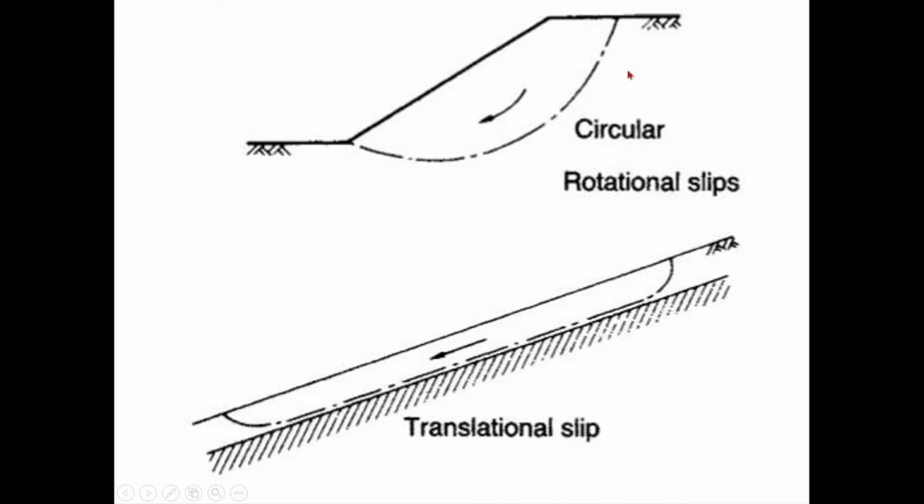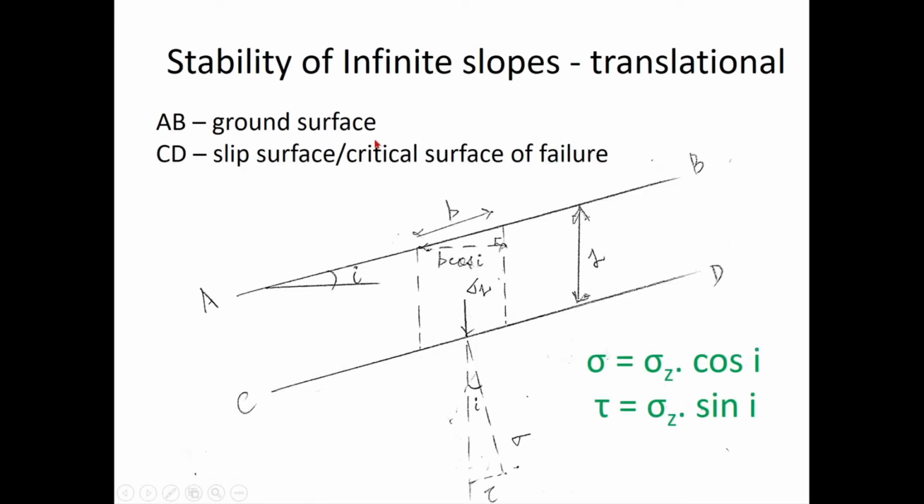Because you can see, in the case of infinite slopes, the slip surface is going to be parallel to the ground surface, and in the case of a finite slope it's going to be circular. All right, so these failures are called rotational failures or rotational slips, and these ones are called translational failures or translational slips.